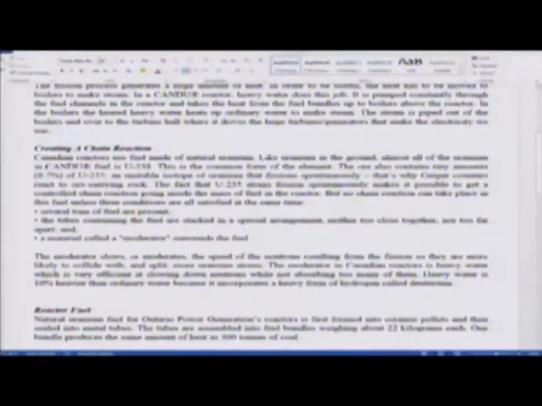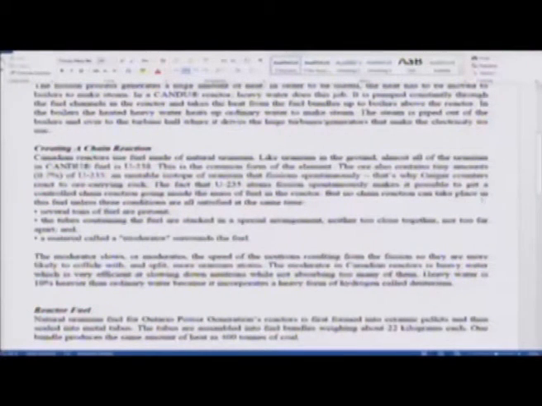Creating a chain reaction. Canadian reactors use fuel made of natural uranium. Like uranium in the ground, almost all of the uranium in CANDU fuel is U238. This is the common form of the element. The ore also contains tiny amounts, 0.7%, of U235, an unstable isotope of uranium that fissions spontaneously. That is why Geiger counters react to ore carrying rock. The fact that U235 atoms fission spontaneously makes it possible to get a controlled chain reaction going inside the mass of fuel in the reactor.